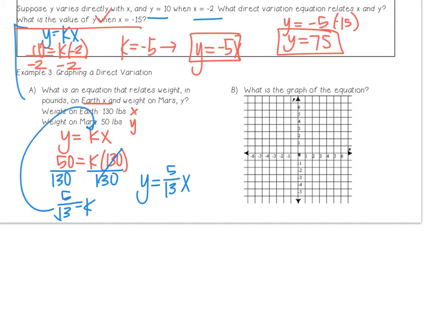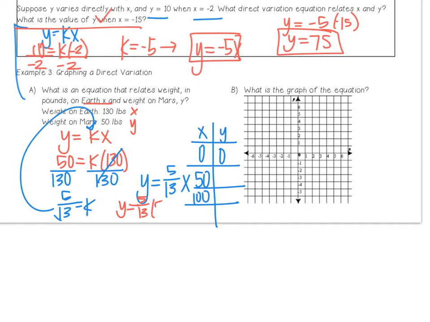That's my equation, and then they want me to graph it. You can graph it by making a table. So we're going to do x, y, and let's say we weighed 0 pounds on Earth, 50 pounds on Earth, 100 pounds on Earth, and we can stop there. If I weigh 0 pounds on Earth, I'm probably going to weigh 0 pounds on Mars, because 5/13 times 0 is 0. Okay, 50 pounds on Earth is going to be y equals 5/13 times 50.